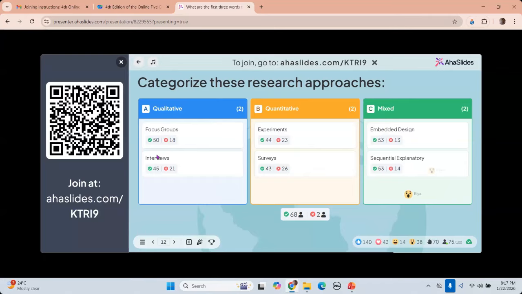Focus group, interviews, experiments, embodied research, sequential design, qualitative, quantitative, experiment, surveys, embodied. Good.